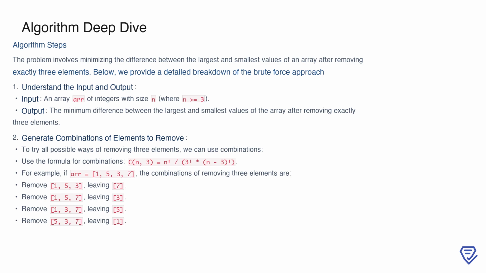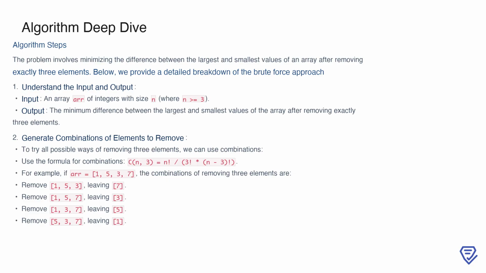To tackle the problem of minimizing the difference between the largest and smallest values in an array after removing exactly 3 elements, we start by understanding the input and output. The input is an array of integers, and our goal is to compute the smallest possible difference after eliminating any 3 elements. One way to approach this is by generating all possible combinations of 3 elements that can be removed. For instance, if the array is 1, 5, 3, 7, we can consider removing combinations like 1, 5, 3, 1, 5, 7, and so on.